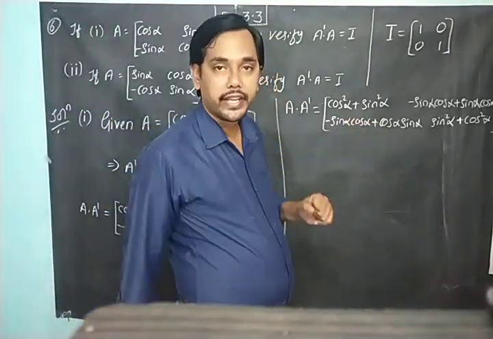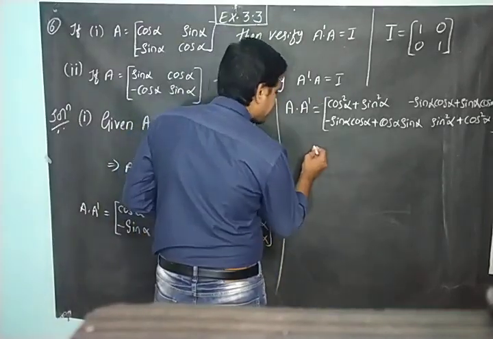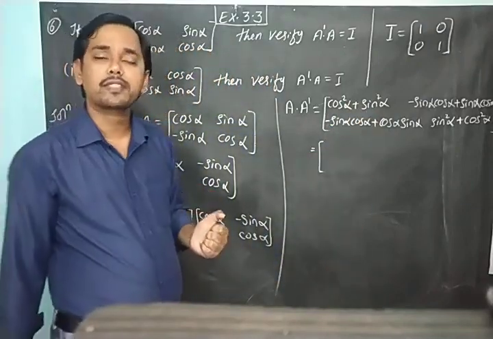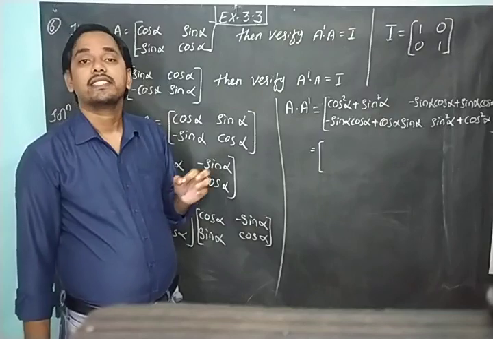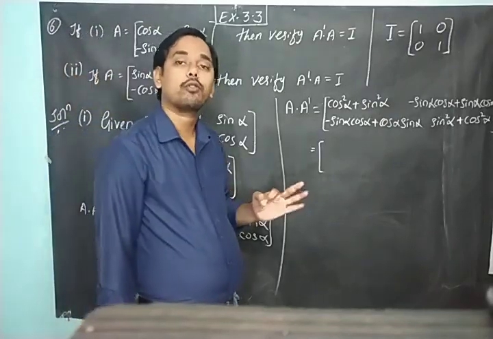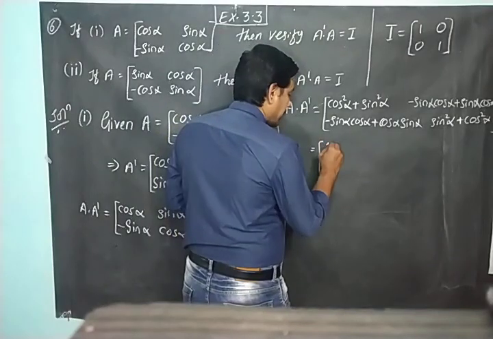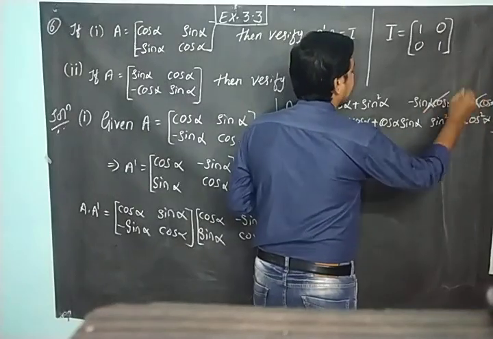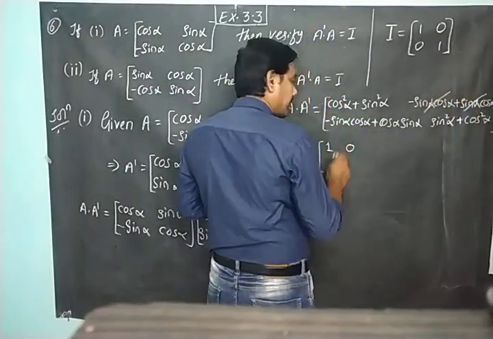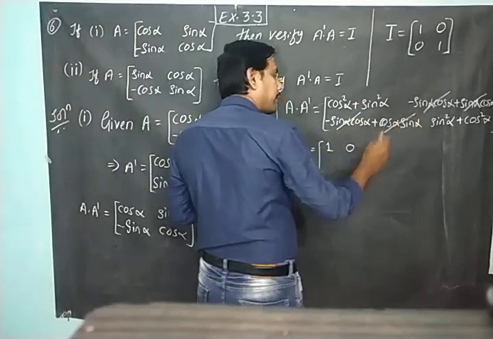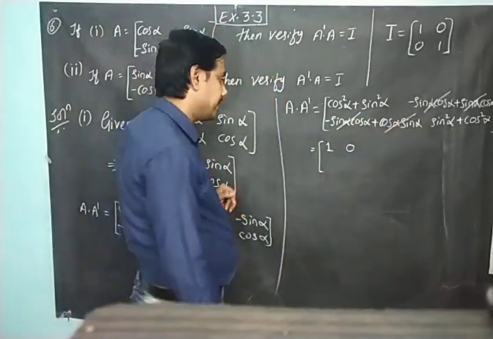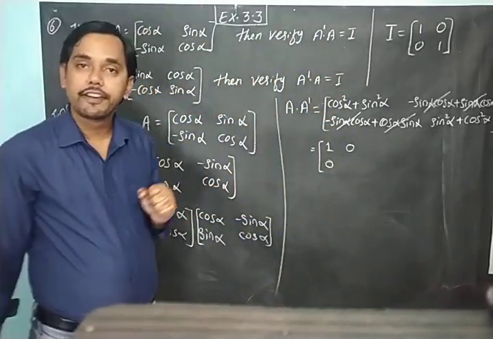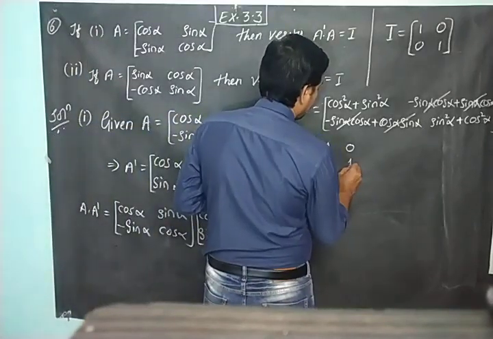Fine. So this is the value of A into A dash. Now if I simplify this, what do I get here? Cos square alpha plus sin square alpha, or sin square alpha plus cos square alpha. What is the standard identity? Sin square theta plus cos square theta is equal to 1. So this will be 1, and minus sin alpha cos alpha plus sin alpha cos alpha will cancel each other. So it will be 0 here. Once again minus sin alpha cos alpha plus sin alpha cos alpha will get cancelled, so once again we will get 0 here, and once again the same story, sin square alpha plus cos square alpha is equal to 1.